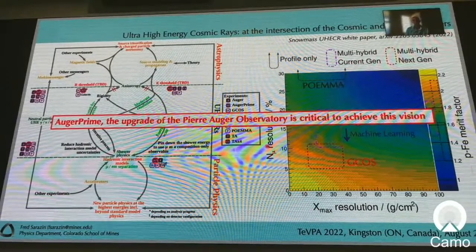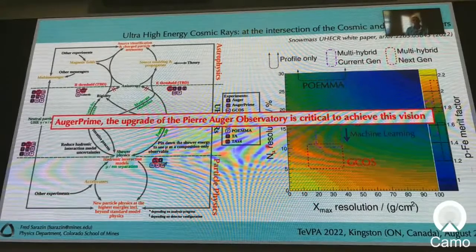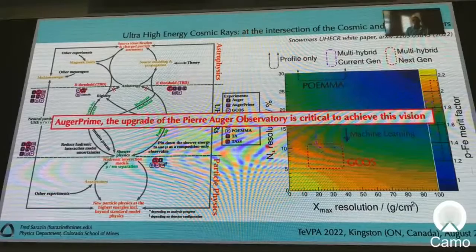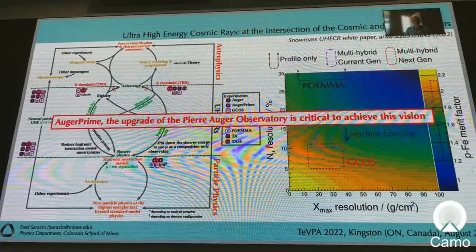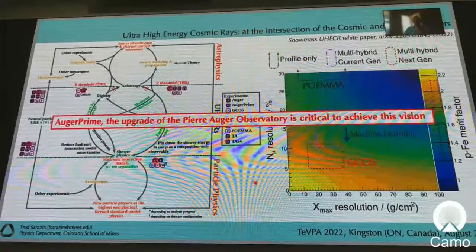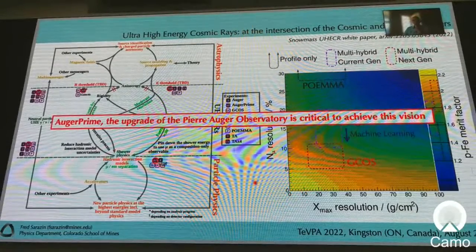So if the effect shows up in the Xmax distribution, what will be the effect on the energy distribution?